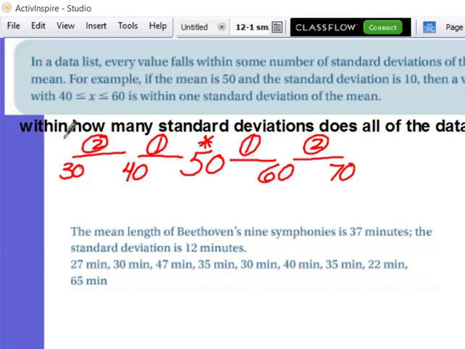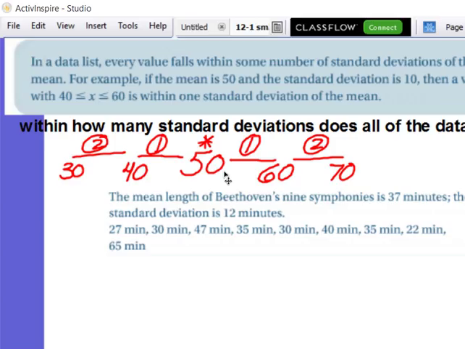So the further out we have to go, the standard deviations, the more spread out our data is and the less reliable it becomes. So looking at this example here, grab your calculator so we can go quick. It says the mean length of Beethoven's 9 symphonies is 37 minutes. Its standard deviation is 12 minutes. Within how many standard deviations do all of these fall?